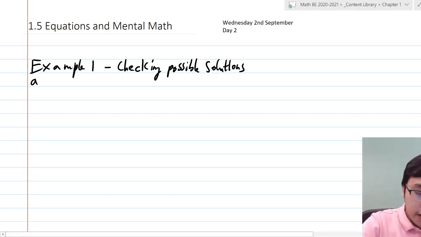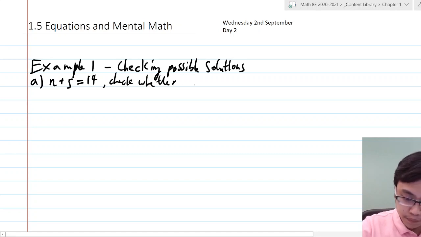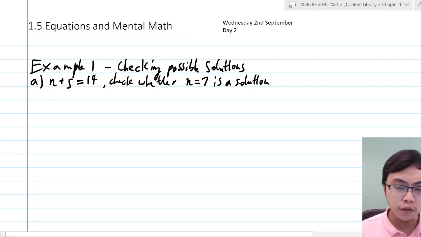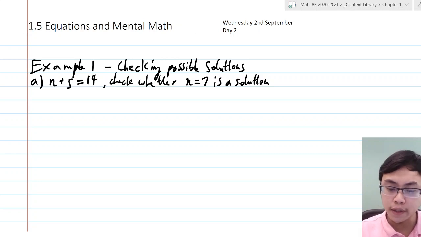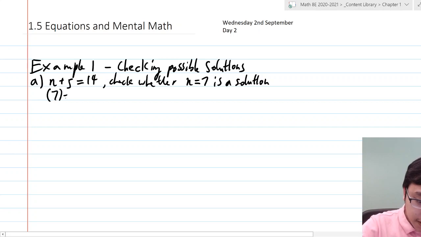Instead, let's say we have a question that is n plus 5 is equal to 14, and it wants you to check whether n equals 7 is a solution. You need to do this correctly. First you substitute n equals 7 into the equation, and so I have here 7 plus 5.